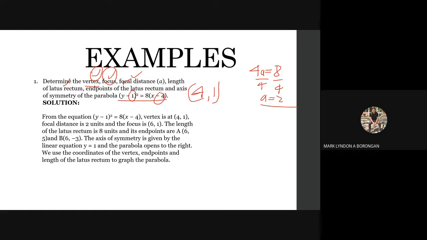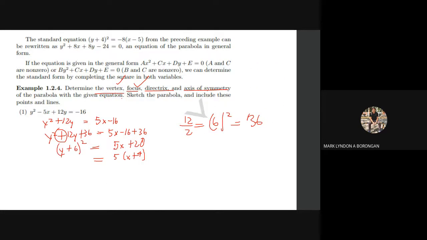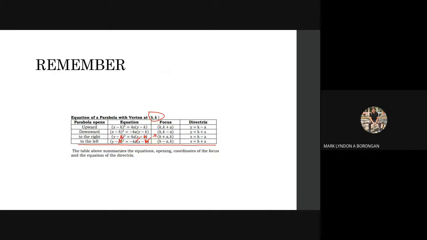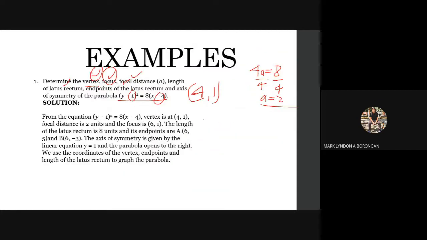And then you can see there nga tara, it opens to the left. So if it opens to the left, imuhang subtrakan ang imong h. Imong h is 4. 4 minus 2 or 4 plus 2. Okay. 4 plus 2 there guys. 4 plus 2. And then 1. So you'll have there 6 and 1.